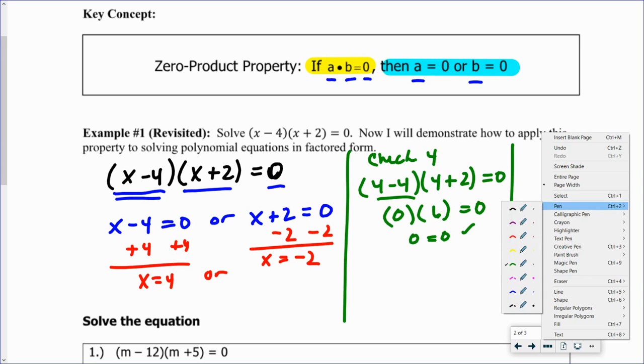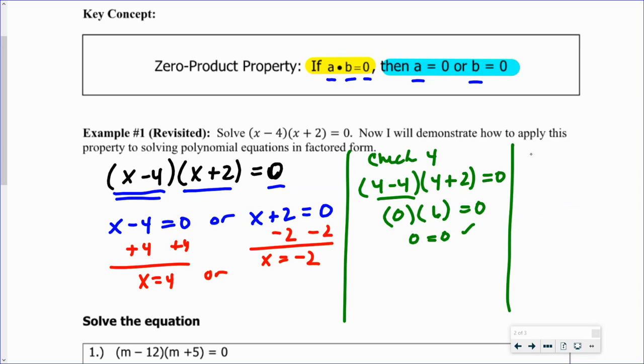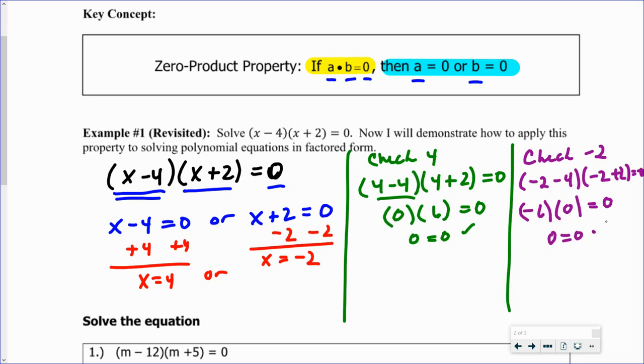And we're also going to check negative 2. So we're going to get negative 2 minus 4 times negative 2 plus 2 equals 0. Tight fit there. Sorry about that. All right, so negative 2 minus 4 is negative 6. Negative 2 plus 2 is 0. So again, negative 6 times 0 is 0. So 0 does equal 0. So it looks like this process does work. All right, it gets us the solutions that we're looking for.